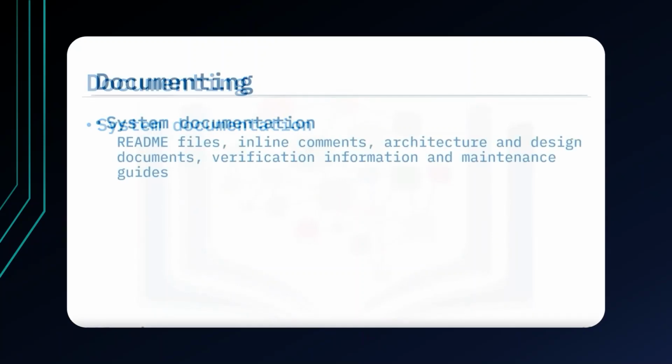Software documentation should be provided to both non-technical end users and technical end users. System documentation is geared toward the technical users. Technical users may be other engineers, developers, or architects. System documentation explains how the software operates or how to use it. It consists of README files, inline comments, architecture and design documents, verification information, and maintenance guides.